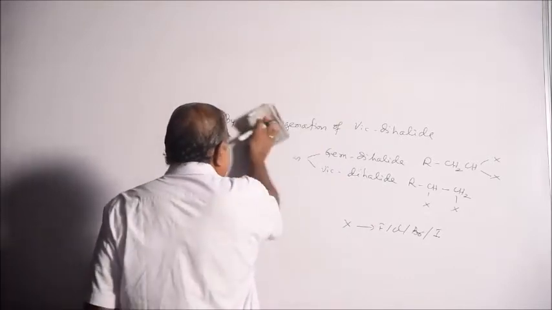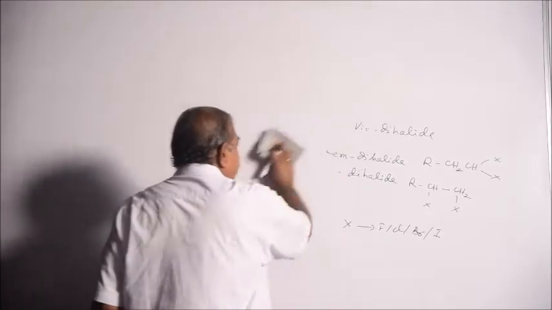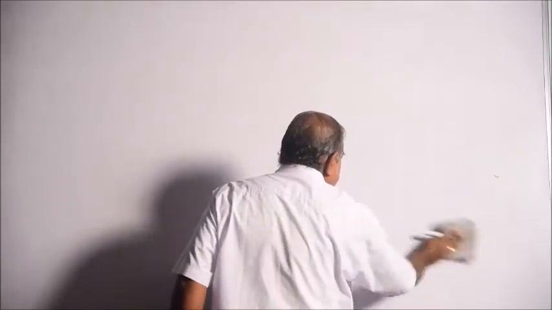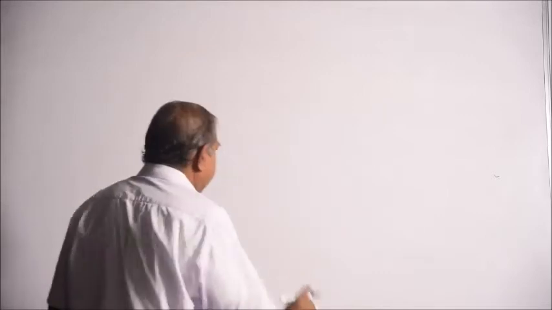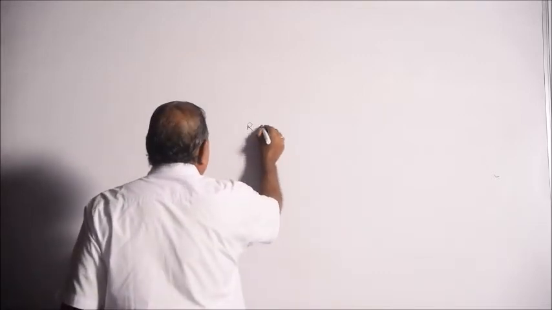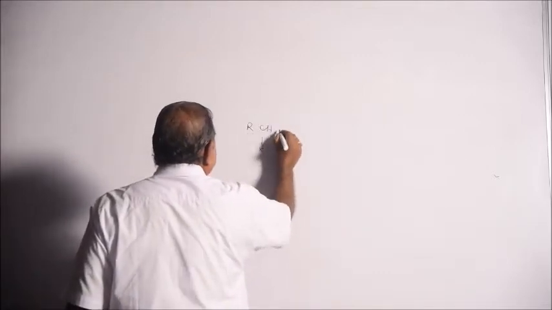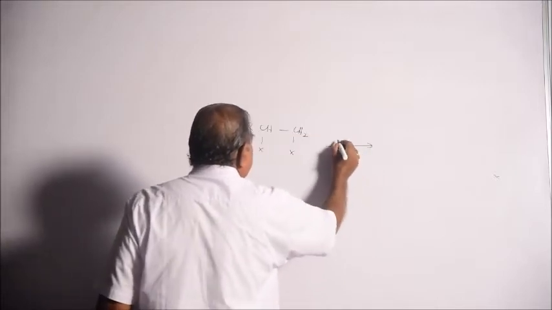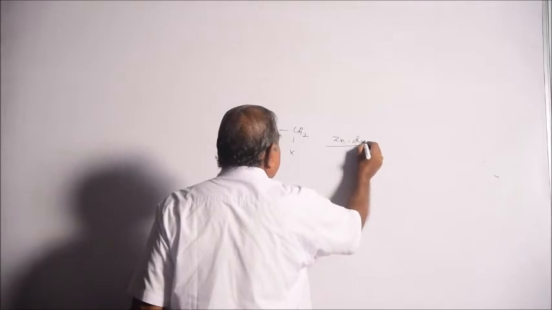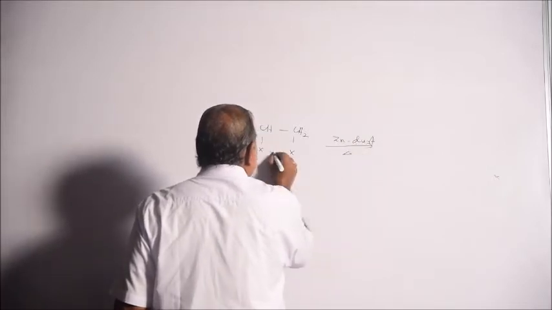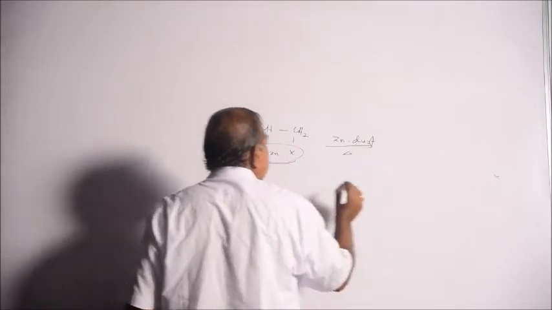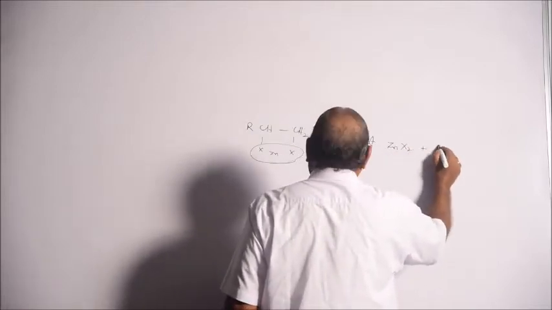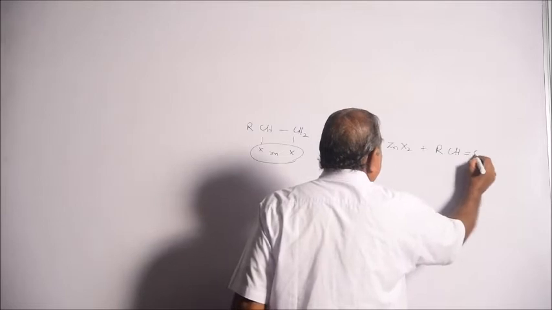So when we take this dihalide and heat it with zinc dust, it gives you an alkene. When you are heating with zinc powder, Zn reacts here. One molecule of zinc halide is eliminated, giving you the alkene.